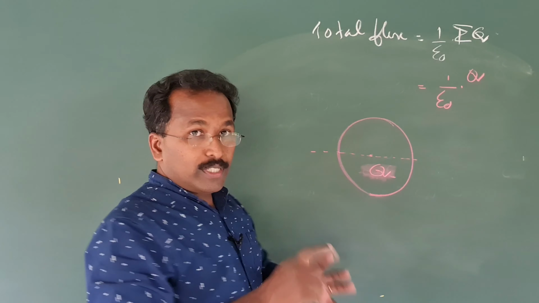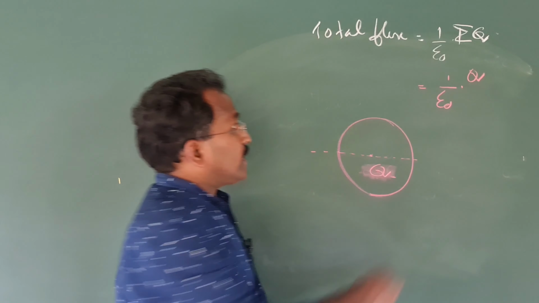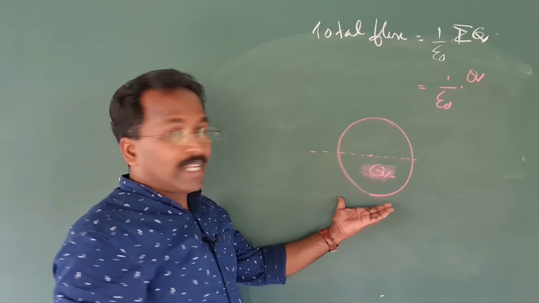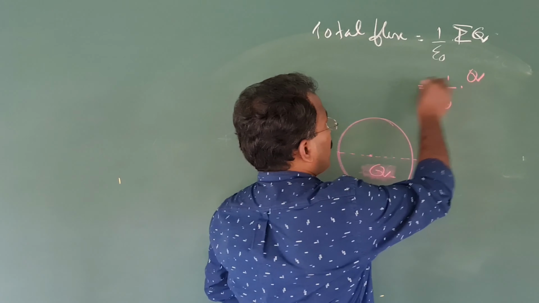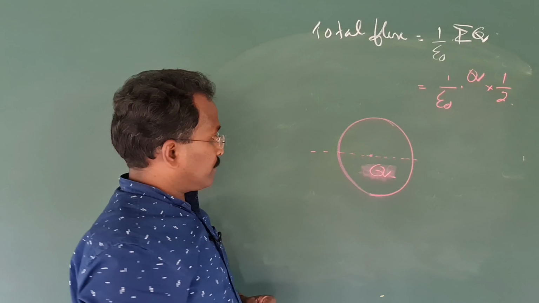Okay. Now the question is, how much flux is there through the upper hemisphere? The answer is half of this, because it is a kind of symmetric situation. So into 1 by 2. So I hope you understood that.